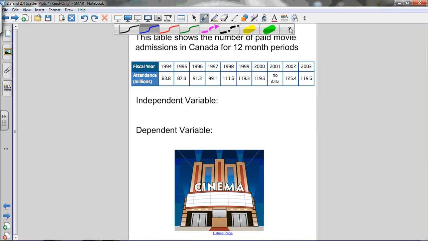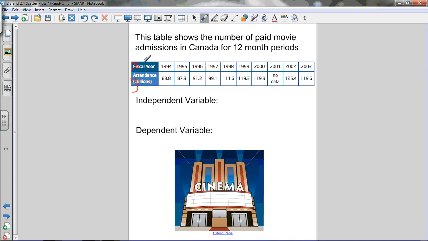Let's first remember how to determine independent and dependent variables. Remember I told you if you have a horizontal table of values, the top row is your x, which is your independent variable, and the bottom row is your y, which is your dependent variable. The attendance depends on the year. The year doesn't depend on anything.